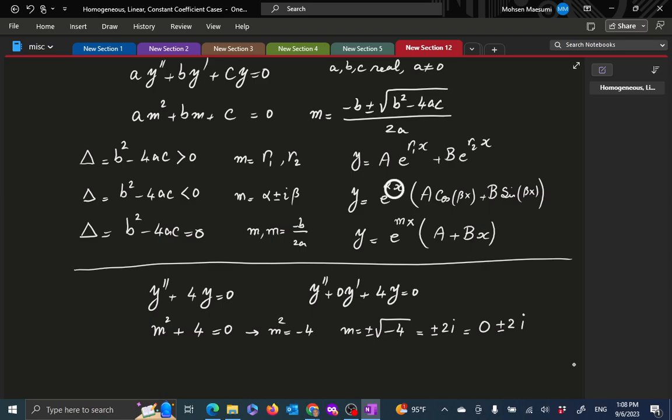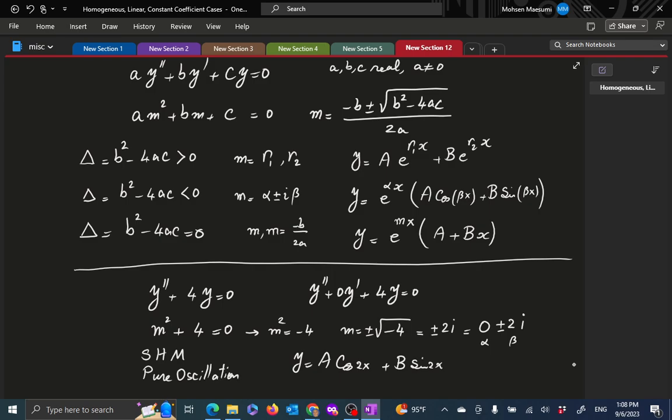So what did we say we do? This is my alpha, this is my beta. Exponential of 0 is just 1. And I have a cosine of 2x, so y becomes a cosine of 2x plus b sine of 2x. So this is sometimes referred to as simple harmonic motion, sometimes referred to as pure oscillation.